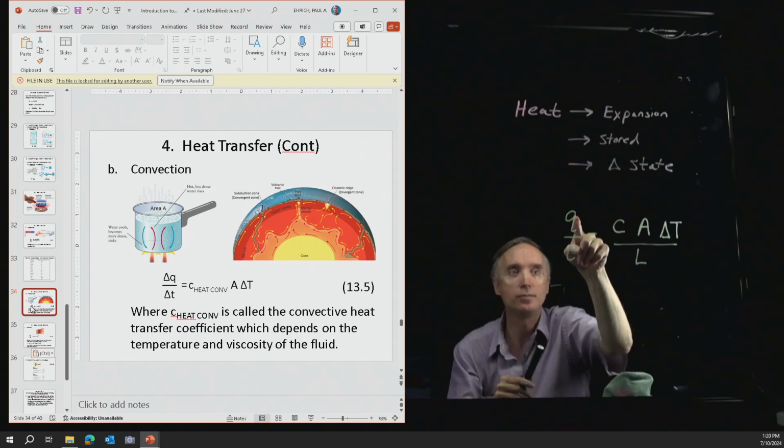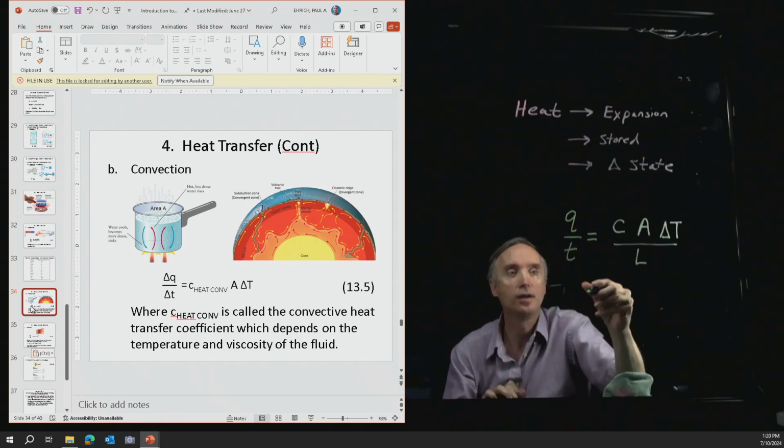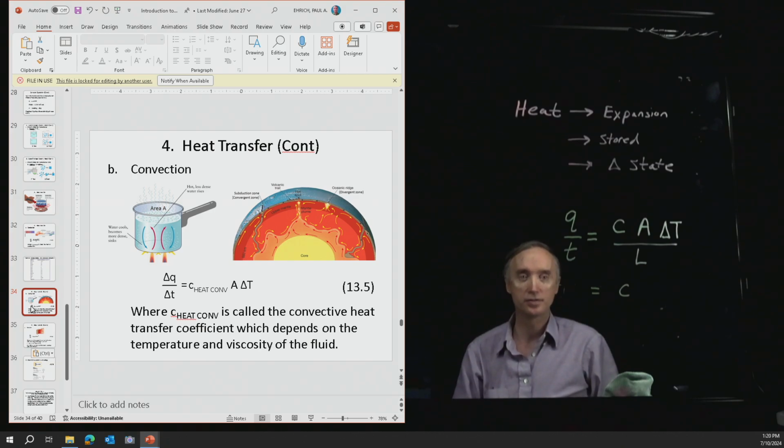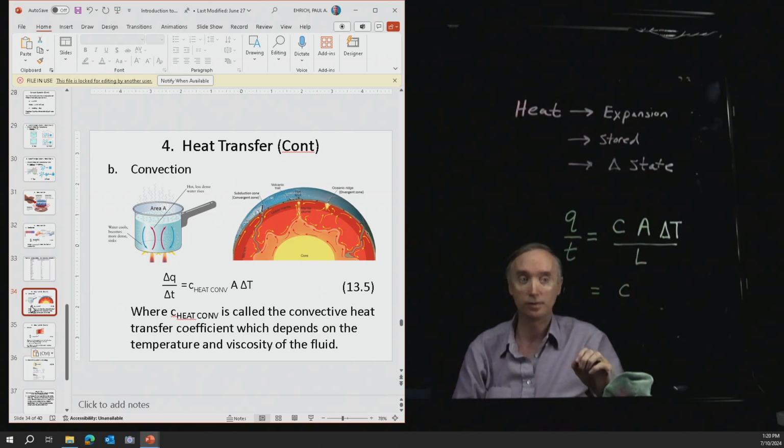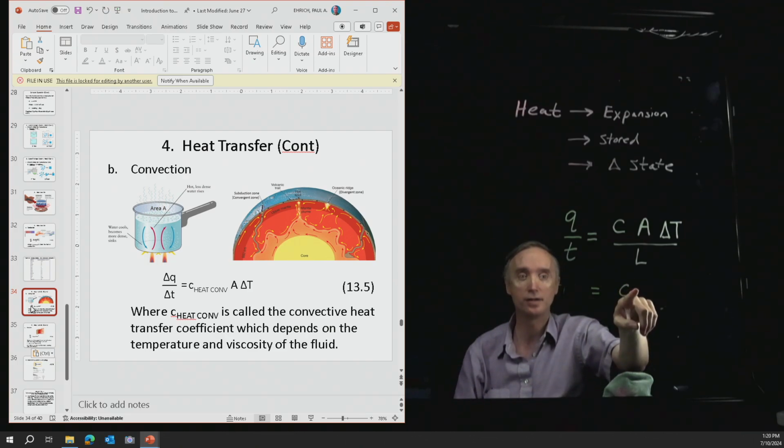So we're going to use the same Q over T. It's going to depend on a constant. So this time it's going to depend on like the viscosity of the water. So some water is able to flow easier than other kinds, or some fluids flow easier than others. So it depends on a constant.